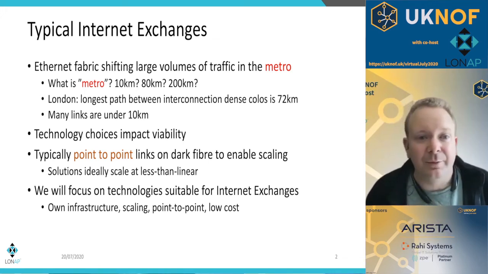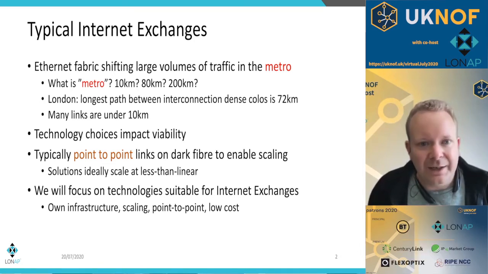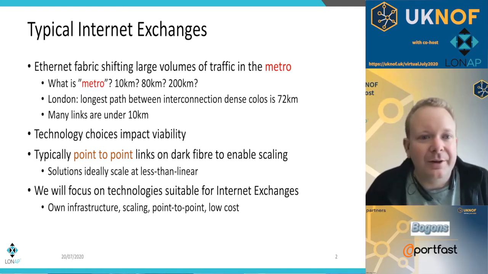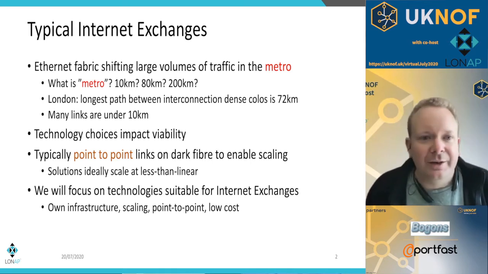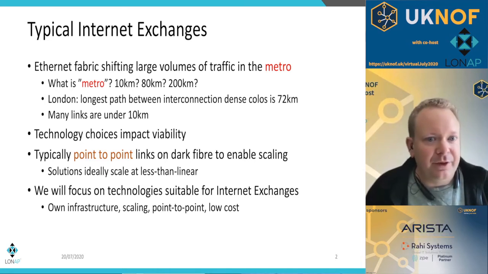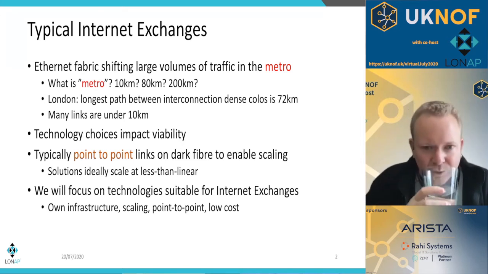And to be honest, we don't want them to be very large. Typically, an IX is using point-to-point links on dark fiber, which enable you to scale very nicely. Ideally, they scale less than linear, and by that I mean you can add more capacity for cheaper, rather than simply, oh, I need to add another 100 gig, oh, I need to pay the same again. So in this presentation, I'll focus on technologies suitable for internet exchanges, such as those who own their own infrastructure.